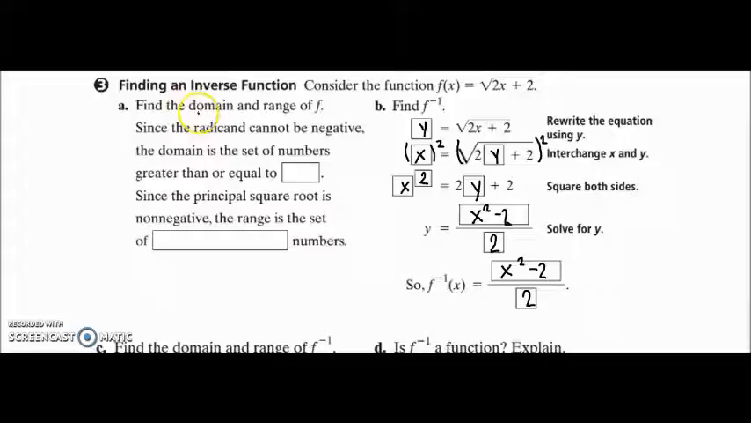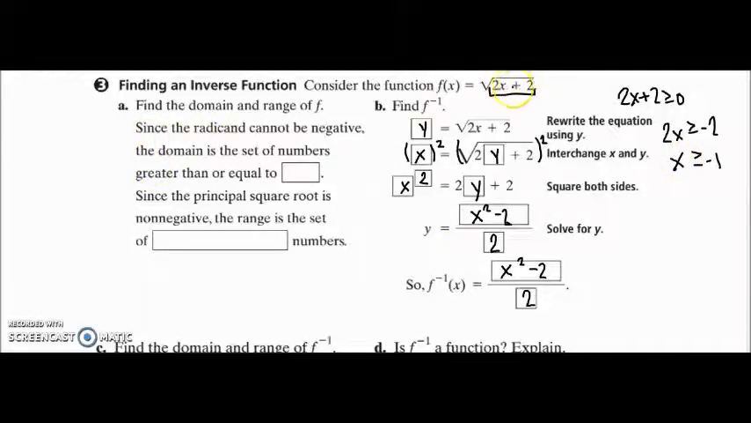All right, so they wanted us to find the domain and the range. Domain are the x values that we could have, and range are the y values of this function. This thing in here can't be negative because we can't take the square root of a negative. So that means that 2x plus 2 has to be greater than or equal to 0. If I subtract 2 on both sides, I get that 2x has to be greater than or equal to negative 2, and then x has to be greater than or equal to negative 1. I just divided by 2.